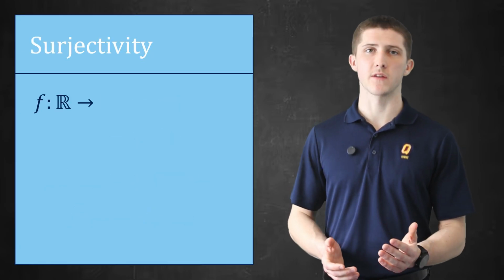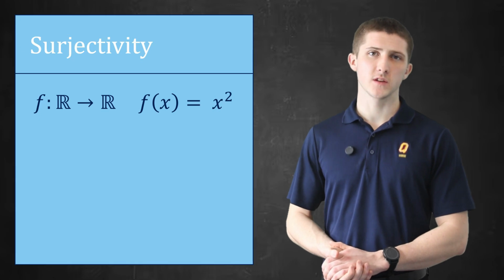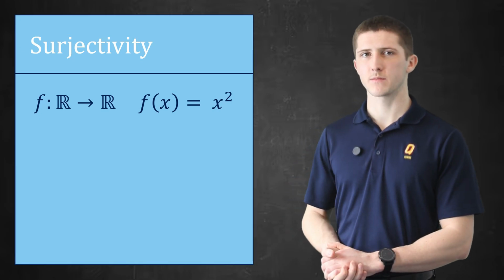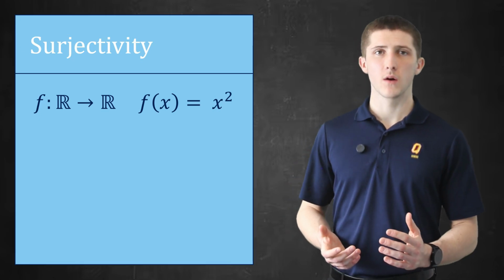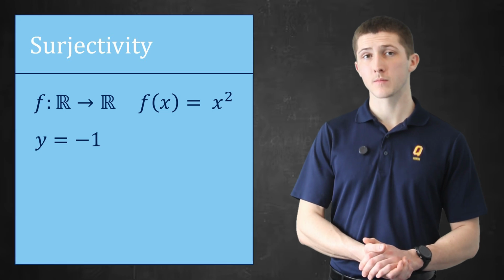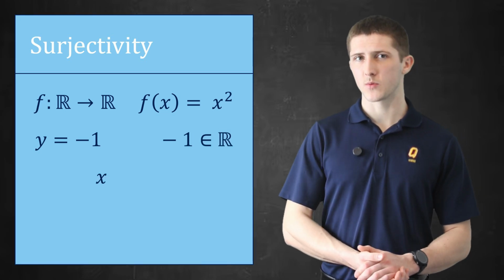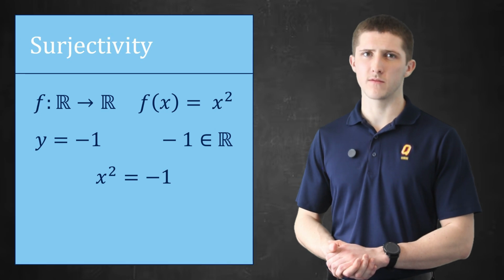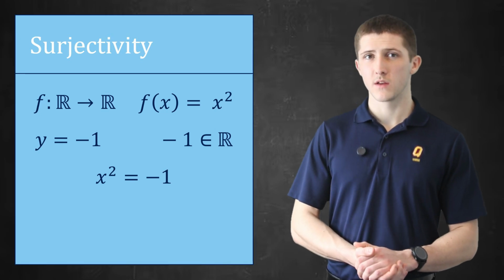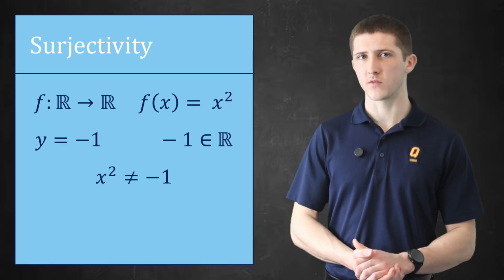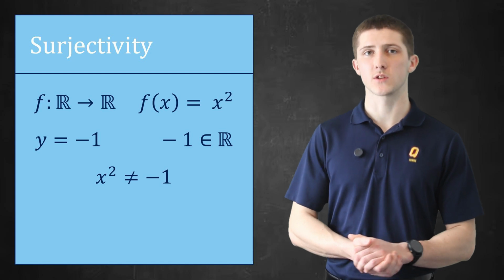Let's try testing surjectivity. Well, if our function is from the real numbers to the real numbers, then we might have an idea. We can look at the output negative 1. Negative 1 is in the real numbers, but if we have the equation x squared equals negative 1, we have no real solutions. There are no real numbers that can map to negative 1, so the function is not surjective.